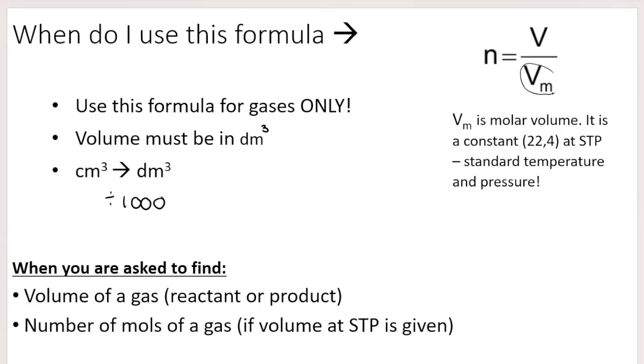Now Vm is molar volume, that's what it means. And this is a constant, which means it stays the same if your temperature and pressure is at standard temperature and pressure. So the question will say the reaction takes place at STP. If the question says that, then this value over here is 22,4. If the question says the reaction does not take place at STP, they must provide you with the molar volume. So maybe it'll be 23 or 25 or whatever they tell you. So we use this formula when I want to work out the volume of a gas, so a reactant or a product, and or number of moles if the volume of a gas at STP is given.